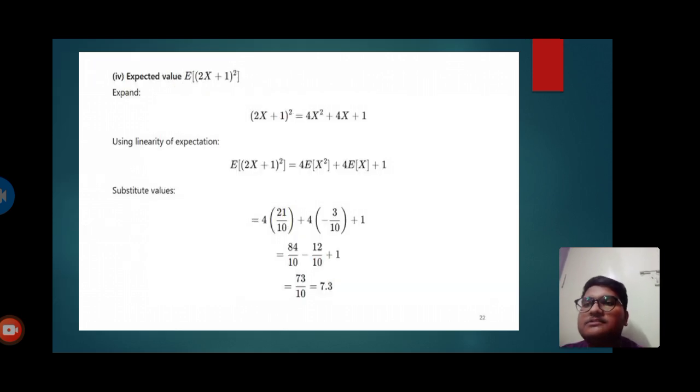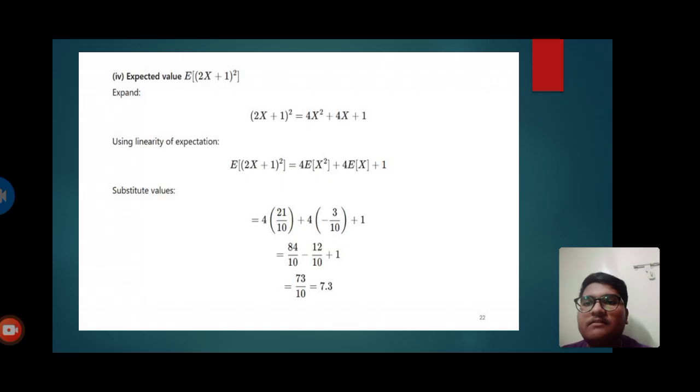Now the last part of the question: the expected value E of 2x plus 1 whole square. Expand this: 2x plus 1 whole square is similar to a plus b whole square, which is a square plus b square plus 2ab. So 4x square plus 1 square plus 2 into 2x into 1. So 4x square plus 4x plus 1 is the expanded form of 2x plus 1 whole square. Using linearity of expectation, the expectation of 2x plus 1 whole square is equal to 4 into expectation of x square plus 4 into expectation of x plus 1, as we expanded it as 4x square plus 4x plus 1.